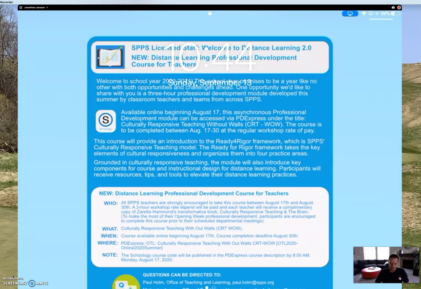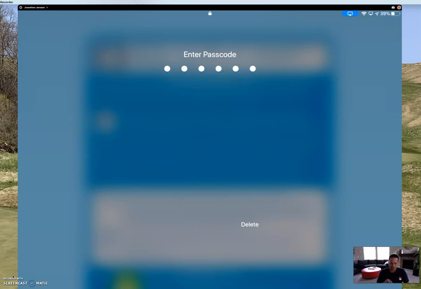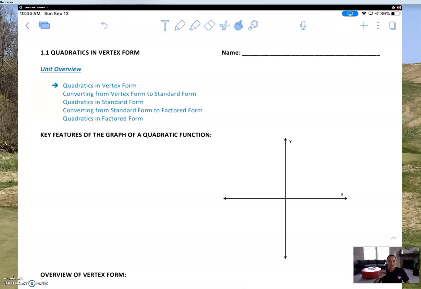So before we get on to some other things, I want to make sure that we have a really strong foundation. And there's my first technical glitch. The iPad went to sleep. There we go. I want to make sure that we have a really strong foundation in quadratics.